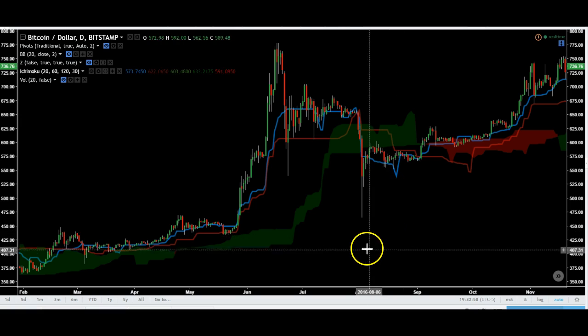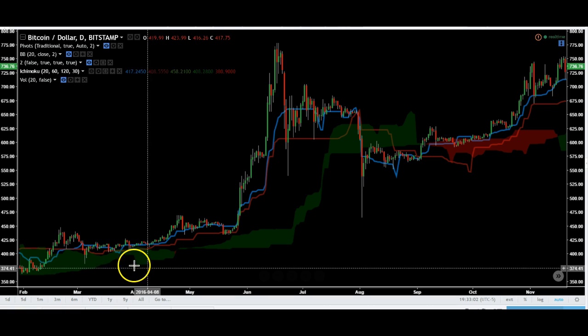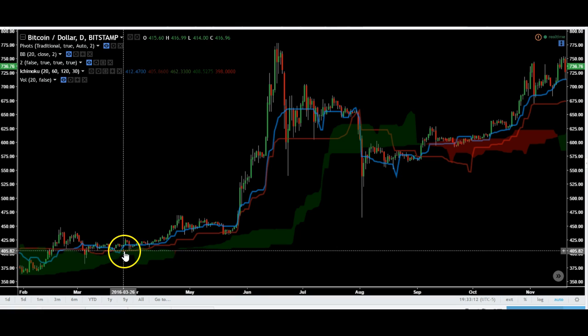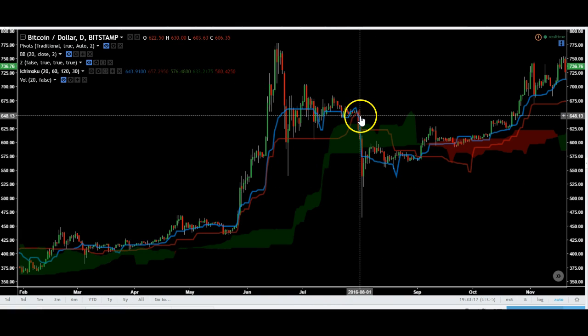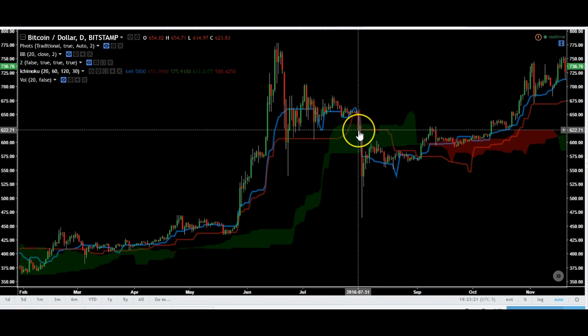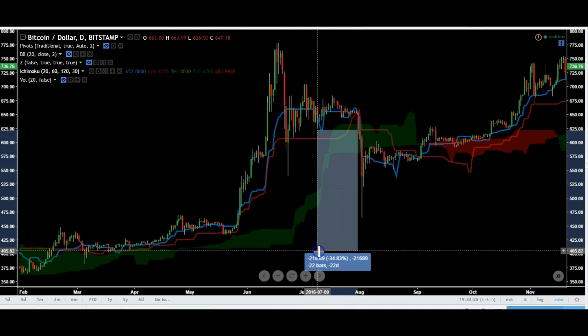If I go back to the daily and look at the Bitfinex hack, I can see that here's your TK cross, and we're still above the cloud. So based on cloud rules solely, it's telling you stay in this trade until you see another TK cross. So we didn't see another TK cross until this candle. So let's say you get out at the close of this candle, and let's say you get in here. It's a $200 trade.